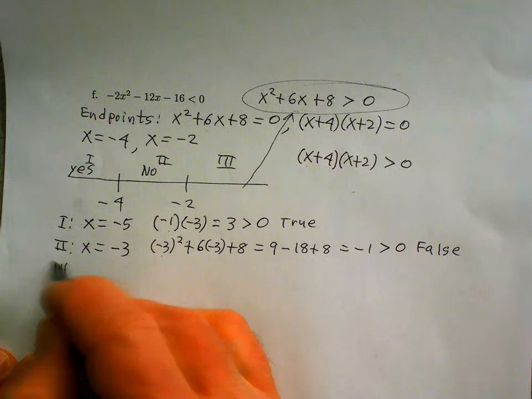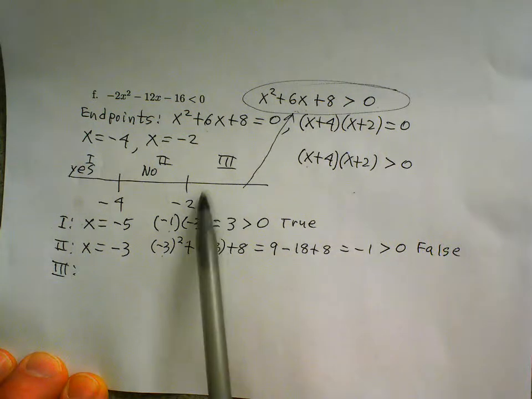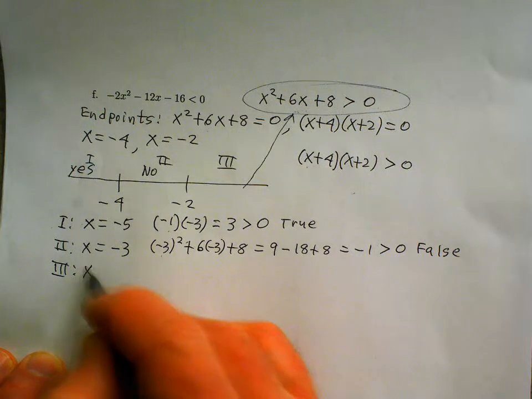Then in the third interval, pick a number greater than -2, so we can pick x to be 0.